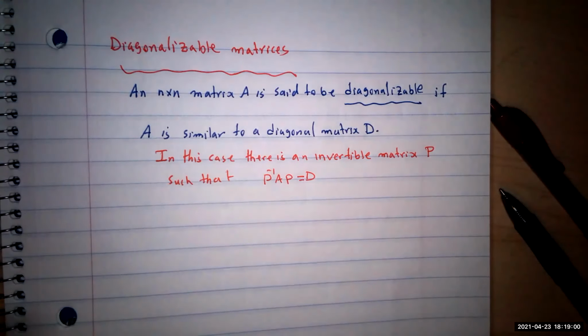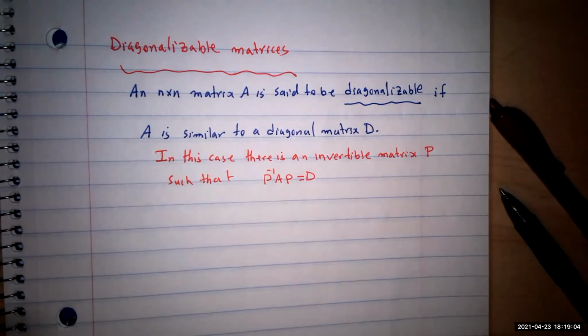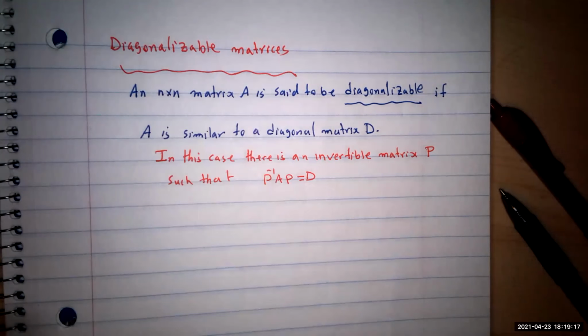So you give me a matrix, I change it somehow to a diagonal one. You see, it's not going to be exactly the same. It's going to be similar. This is going to be the definition: if you are able to diagonalize a matrix, we say it's diagonalizable. So what is the plan?